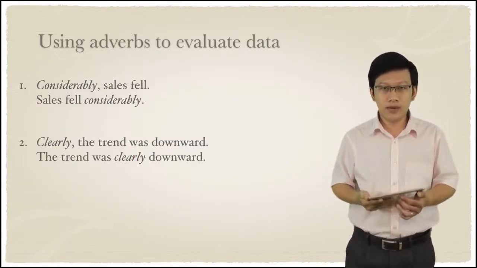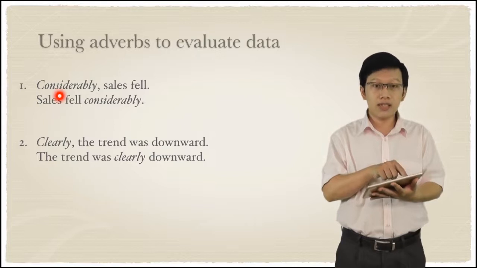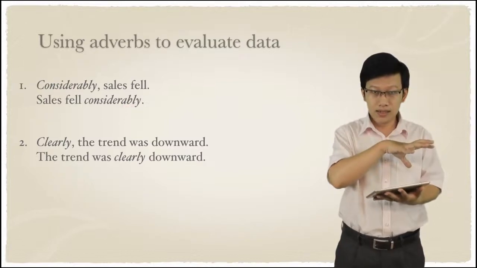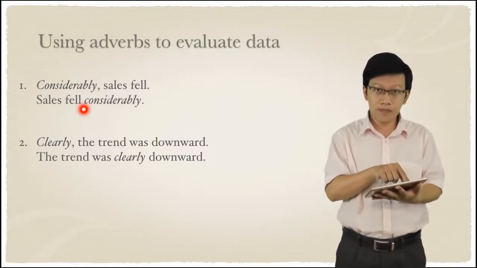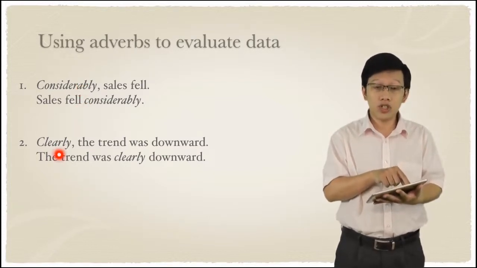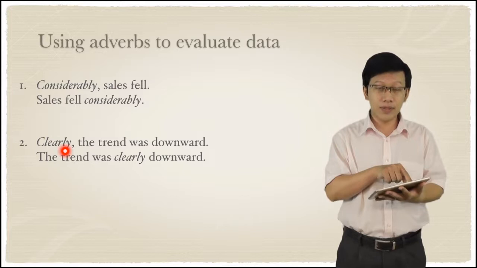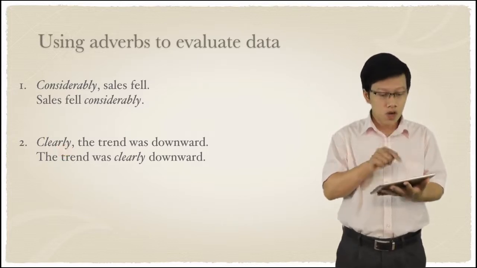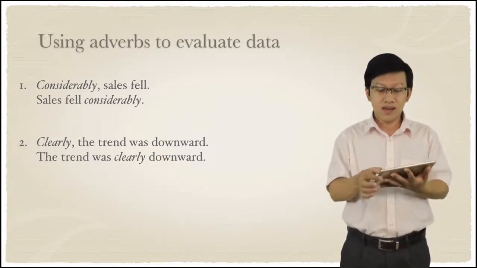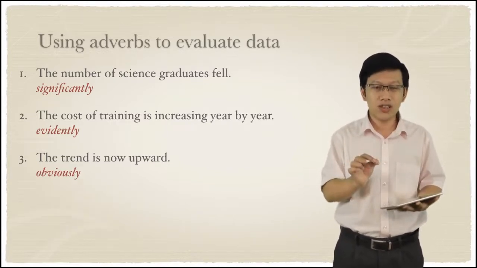And one more thing to notice about the adverb is the position of it in a sentence. Let's say, considerably, sales fell. You can say, sales fell considerably. It can come at the end. It can come after the verb, or it can come at the beginning of a sentence. Clearly the trend was downward, and the trend was clearly downward. And so clearly can come at the beginning of a sentence to modify the whole sentence, or it can come just before the word downward to modify this. Apply and practice. Where are some possible positions for these adverbs?